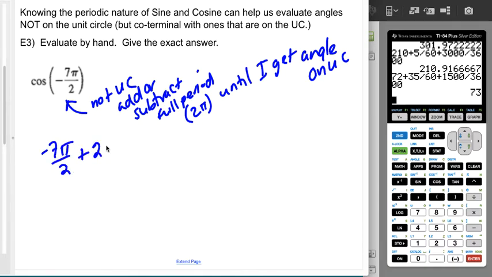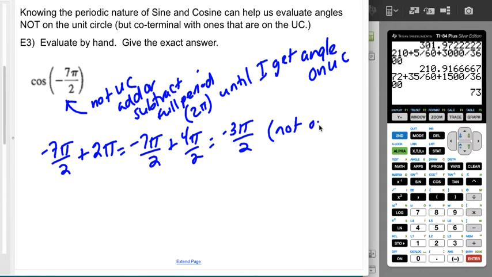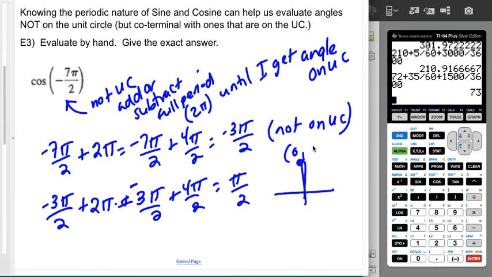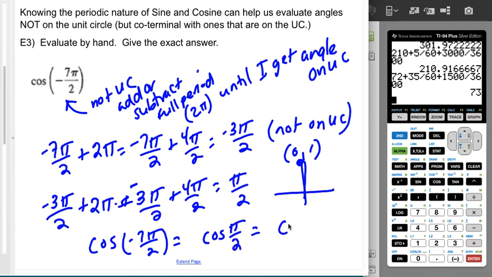And I say, what if I were to add a full circle? Well, that would be a negative 7 pi over 2 plus a 4 pi over 2, which is still a negative 3 pi over 2. So it's still not on the unit circle. Although you could logic your way through this one. So then I say, okay, what if I took that angle and added another full period? Well, that is going to be a negative 3 pi over 2 plus a 4 pi over 2. And that absolutely is on the unit circle. That's a pi over 2. That lives right here on the unit circle. This is the point 0, 1. So the cosine of negative 7 pi over 2 is the same as the cosine of pi over 2, which is a 0.